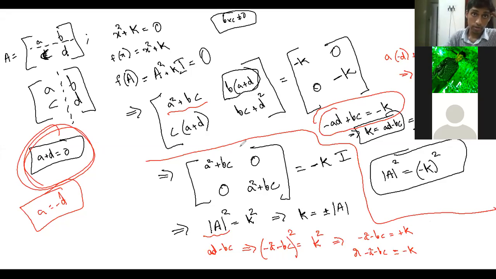But K cannot be positive. Something like that. See, if x square plus K is equal to 0, then if we assume K is negative... I'm not very clear actually. I'm very clear with his solution. He simply wrote this. He simply equated this coefficient, minus AD plus BC equal to minus K, and there he got K equal to determinant. Finish. I'm trying an alternate way, but not getting it.